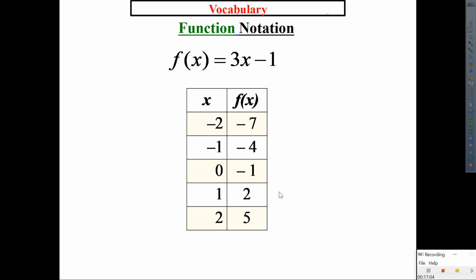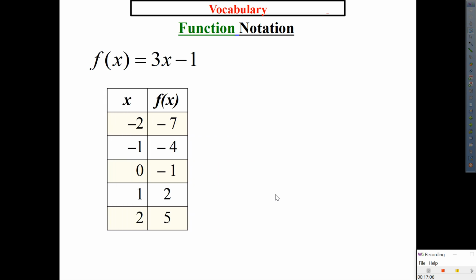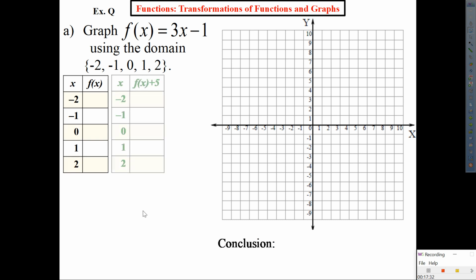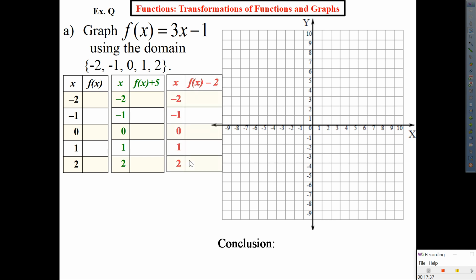Okay? So, get your graph paper in front of you, and the medium-sized graph, so you have plenty of space, because we have to make 3 tables. Copy this one. Example Q. It says graph f of x equals 3x minus 1 using the domain -2, -1, 0, 1, and 2. And I want you to make 3 tables. One in black for f of x. One in green for f of x plus 5. That's the first parameter. And one in red for f of x minus 2. That's another parameter. So copy that. I'll give you some time. Ready? Go. Here we go.